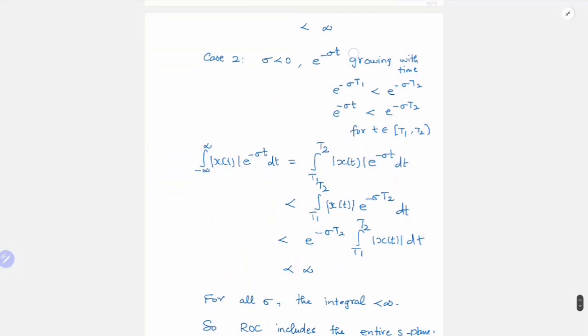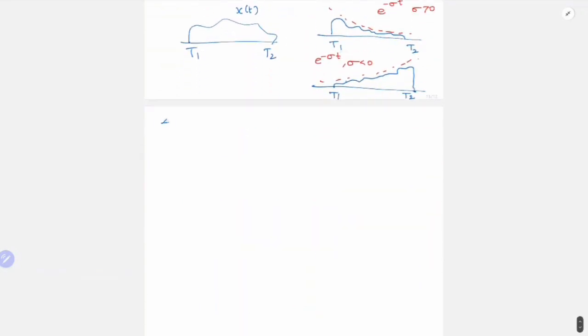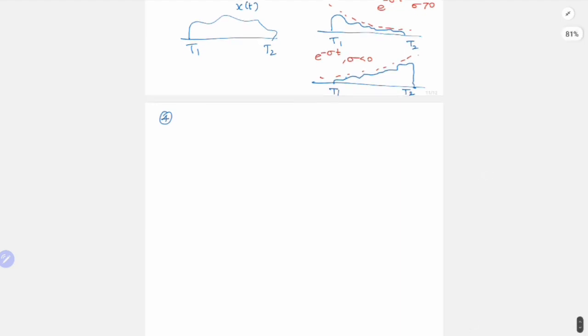So next let us see what happens to x of t when it is of infinite duration, but it is equal to 0 for t less than some value. So in other words, x of t is like this. For t less than t naught, x of t is equal to 0. These kinds of signals are called right-sided signals.